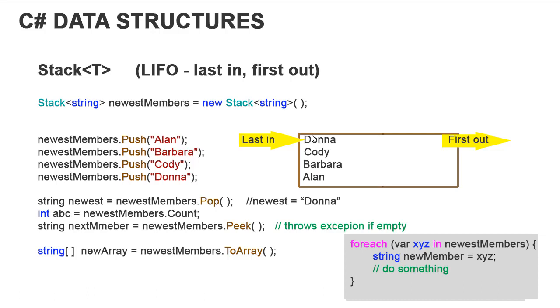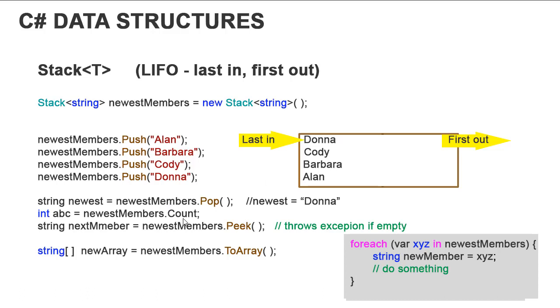And stacks are often discussed as an analogy with cafeteria trays, where there's a spring-loaded mechanism of cafeteria trays, and the last cafeteria tray added to the stack is the first one taken off the stack. To get the item out of the stack, we use the pop command. And here I have a variable called newest of string data type equals newest members.pop, and so newest would equal Donna. And when I use the pop command, then Donna is removed from the stack, and everything else moves up. Again, think of that spring as pushing things up. And so the next pop would be Cody, and the pop after that would be Barbara, assuming no more items have been added into the stack.